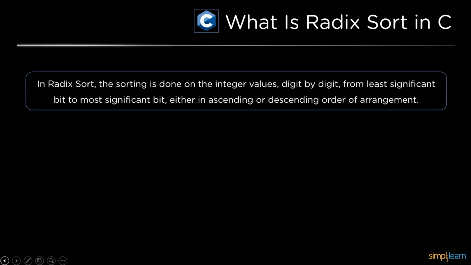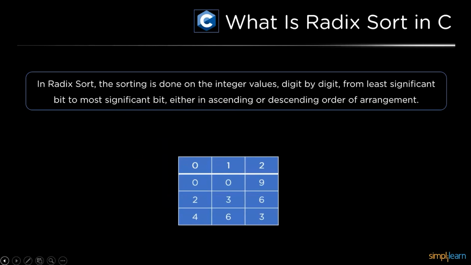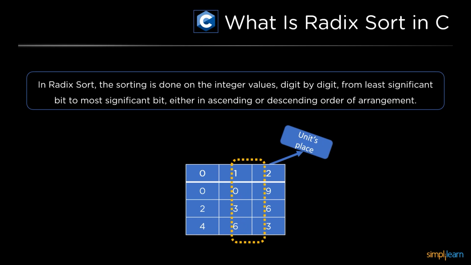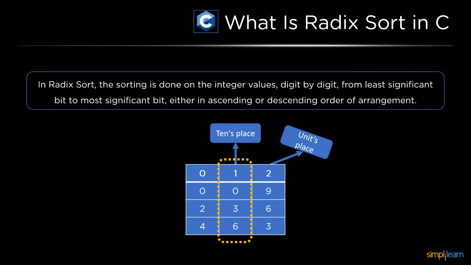In Radix sort, the sorting is done on the integer values digit by digit from the least significant bit to the most significant bit, either in ascending or descending order of arrangement. So for example, let's consider an array of 4 elements to sort, and they are 12, 9, 236 and 463. So firstly, sort the elements which are in the units place. Once they are sorted in the proper place, move on to the tens place and sort digit by digit. And finally, sort elements of the hundreds place.